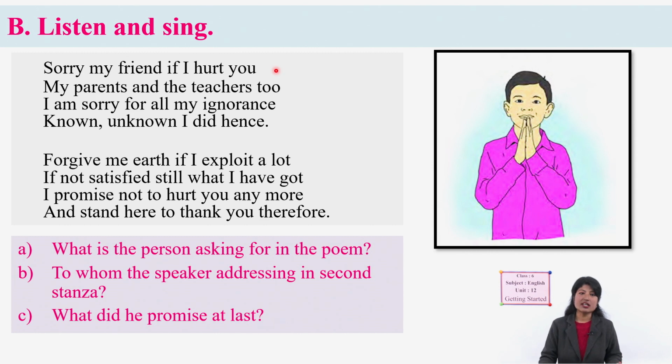When to say sorry? When we hurt somebody. Not only friend, he asks with his parents, teachers and everyone. If we hurt somebody, we should say sorry. He is sorry for all his ignorance, not knowing, not for his less knowledge, no knowledge at all, ignorance means. So known or unknown, whatever he did, for that he was asking for sorry.